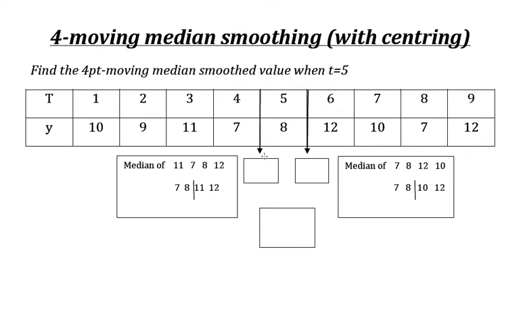So for 4-point moving median, these are my 4 points for that first arrow there, 11, 7, 8, and 12. And you see that that is written just down here anyway. To get the median, obviously we need to order those, so 7, 8, 11, then 12. And then we must find the median of those. So that's going to be in between 8 and 11.